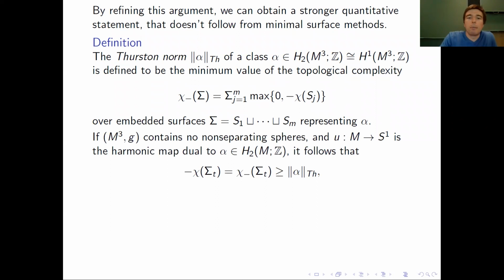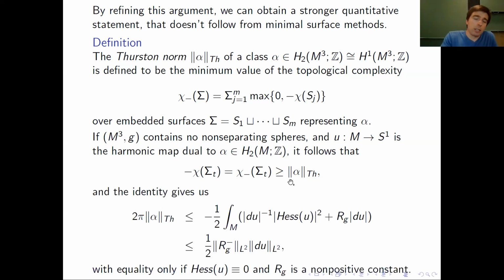All right, so if M contains no non-separating spheres, and we have a harmonic S1-valued map dual to this given homology class, it follows immediately from the arguments we had before that minus the total Euler characteristic of that fiber is bounded below by the Thurston norm, just because it has no two-sphere components. So we can apply the little identity again. Now we're using the form where we're not doing the co-area formula, but just adding this norm du weight and integrating over the whole manifold. Then we see that 2 pi times the Thurston norm is bounded from above by this quantity.